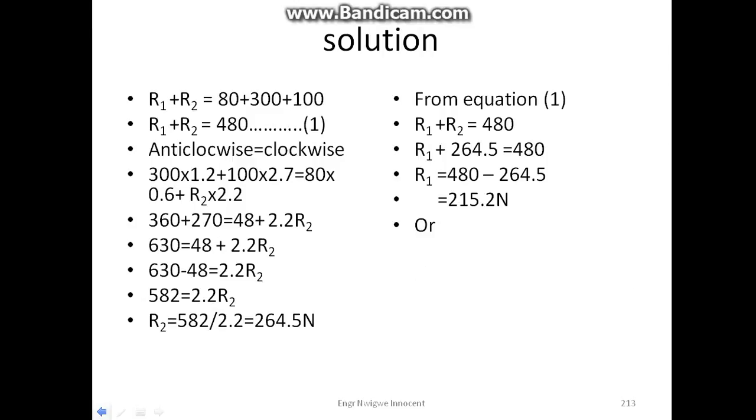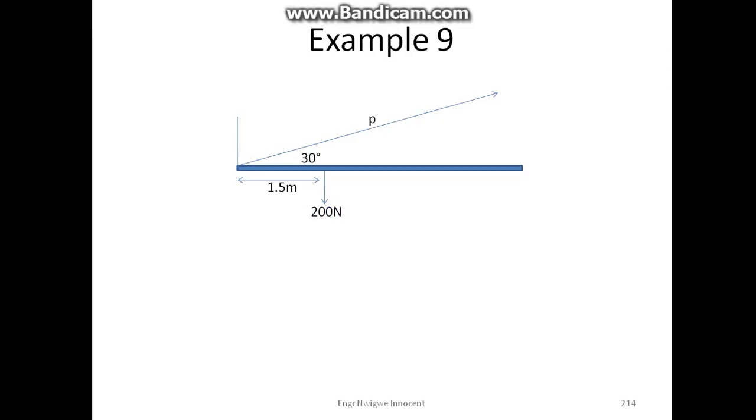Example 9. A force P pulls a body at an angle of 30 degrees. If the length of the body is 3.5 meters, 200 Newton hanging at 1.5 from the point where the force is pulling, and 100 Newton hanging from a point from the 200 Newton at a distance of 1.5, and the remaining length is 0.5. We are asked to find the value of P if the body is in equilibrium.